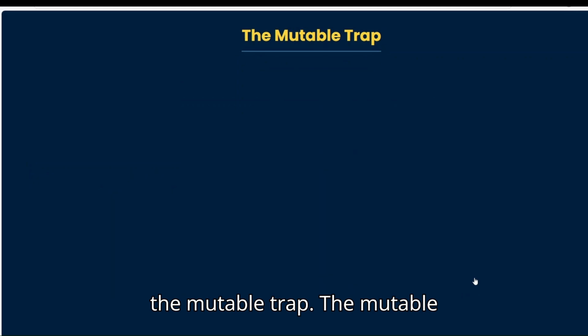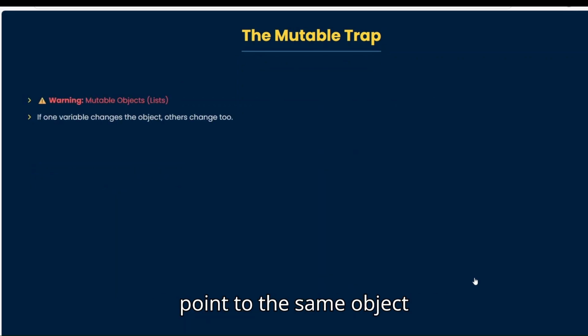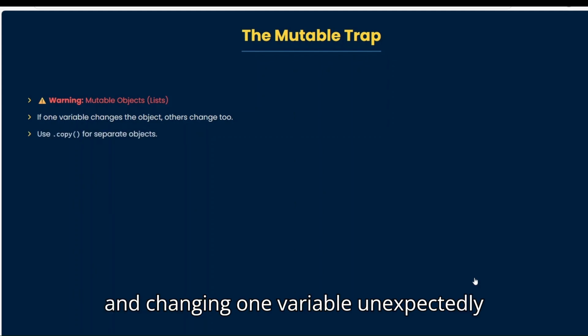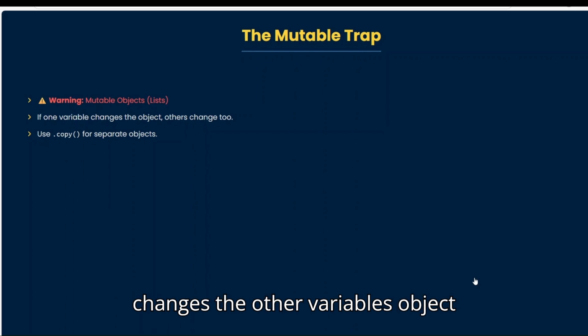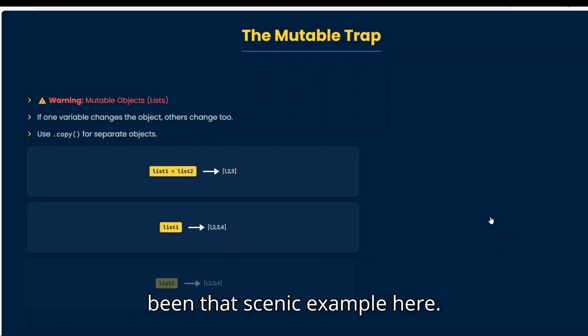The mutable trap happens when multiple variables point to the same object, and changing one variable unexpectedly changes the other variable's object also. Let's see an example here.